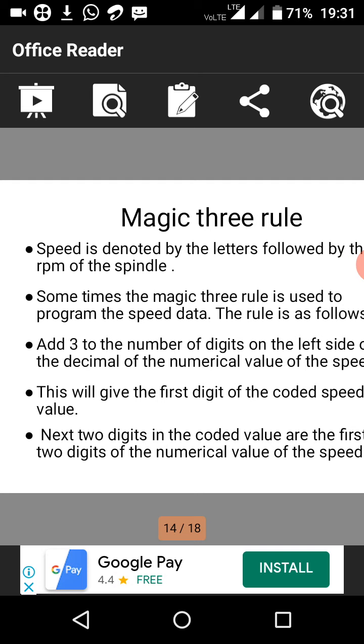So in the magic 3 rule in NC part programming, a spindle speed of 730 rpm will be coded by the magic 3 rule. We use this magic 3 rule to change the program. This 730 rpm will be coded by the magic rule with reference to the NC machine, which means it will run the machine at the 730 rpm model we have designed. So it depends upon the model we design and the code we have.